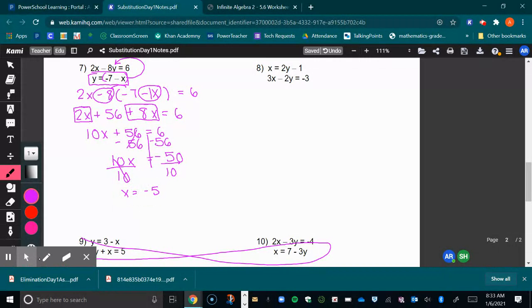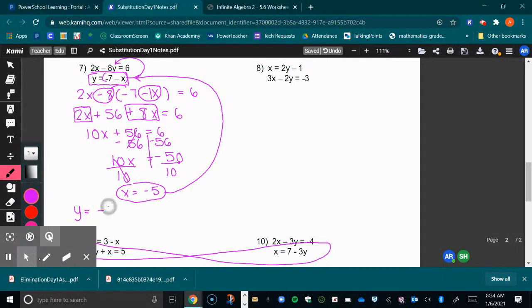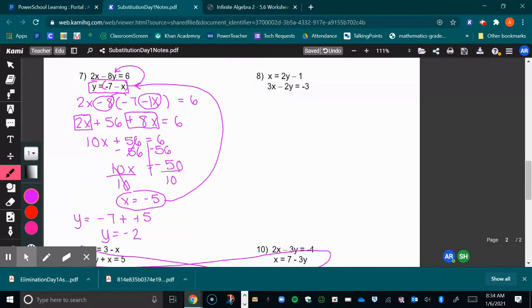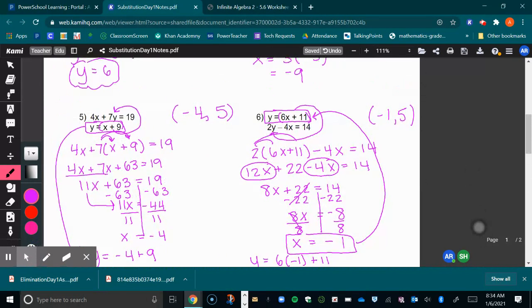Okay, so now that I know what x is, I'm going to plug that into my original up here. So I have y equals negative 7 minus x, which is negative 5. Remember, when I'm subtracting a negative, that's the same as adding a positive. So I have y equals negative 7 plus 5. That'll just give me negative 2. So now I'm going to write that as my ordered pair. x comes first, so that'll be negative 5. y comes second, so that's negative 2. And we are good to go there.